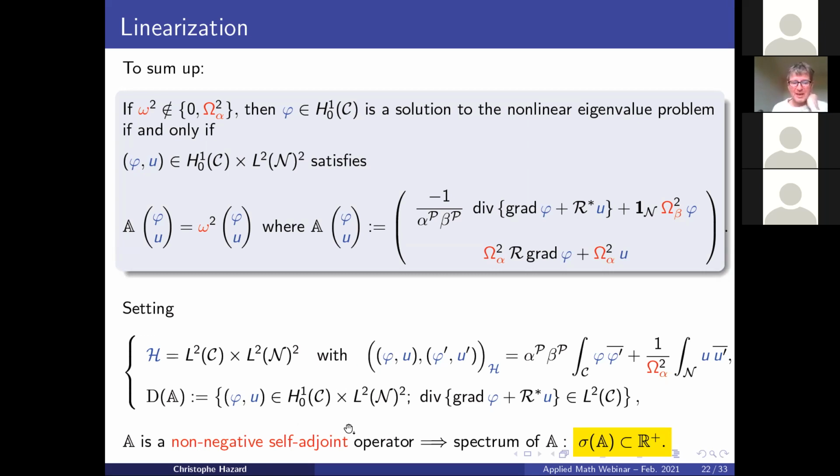Yes. Okay, so I know that this operator is self-adjoint and non-negative. This means that the spectrum of this operator is positive and real.